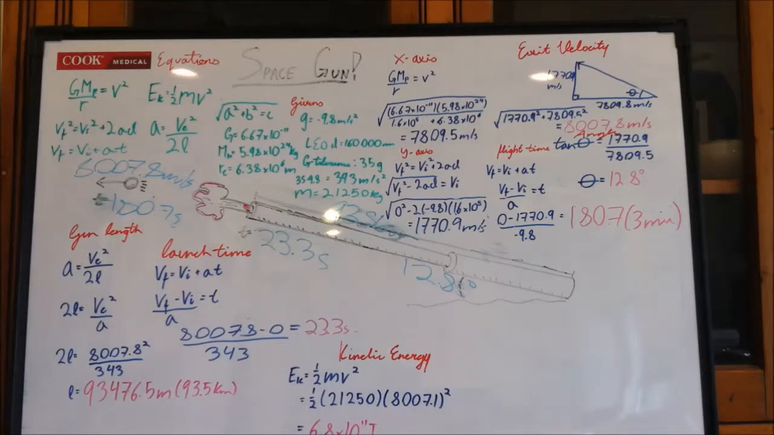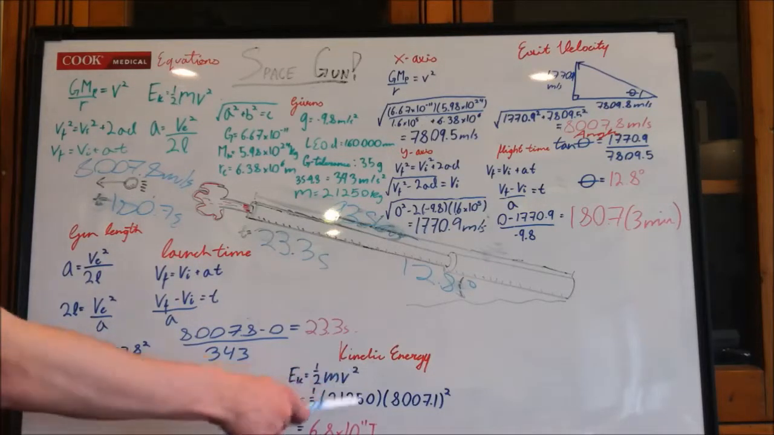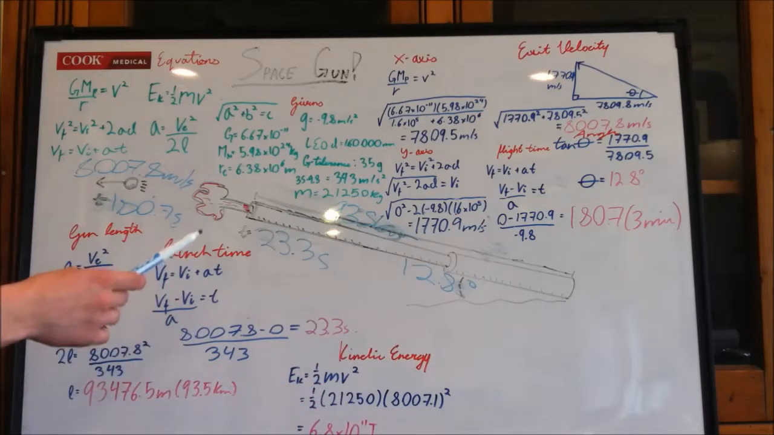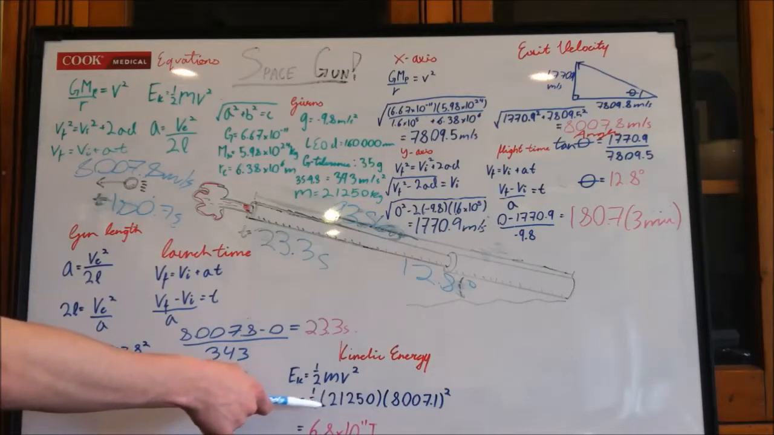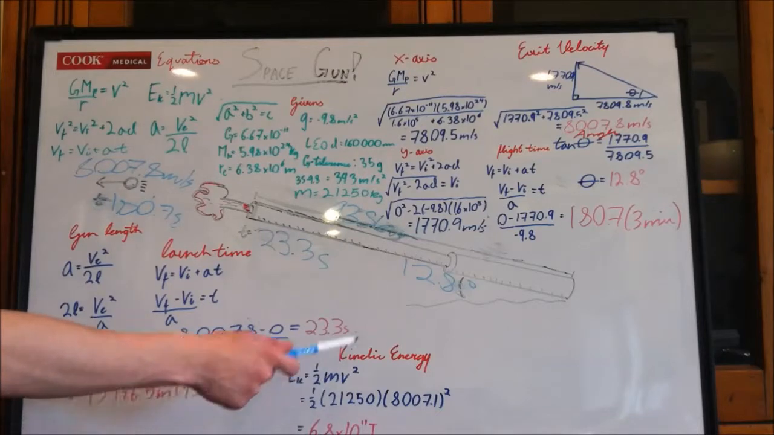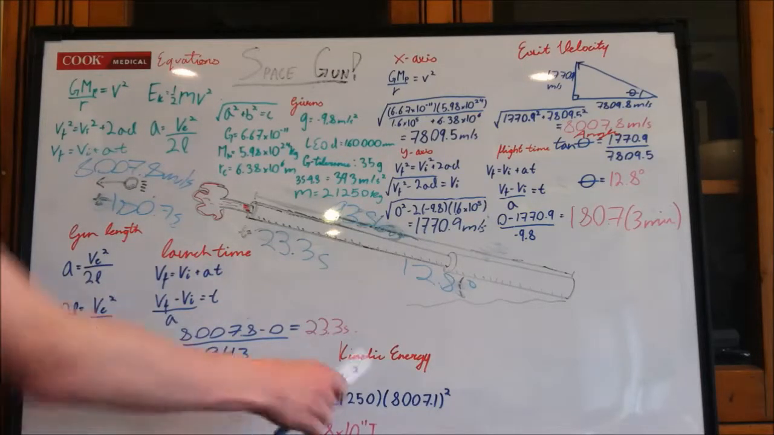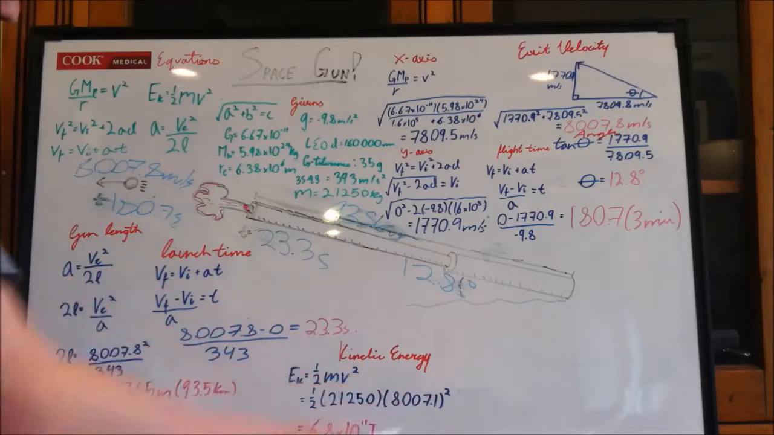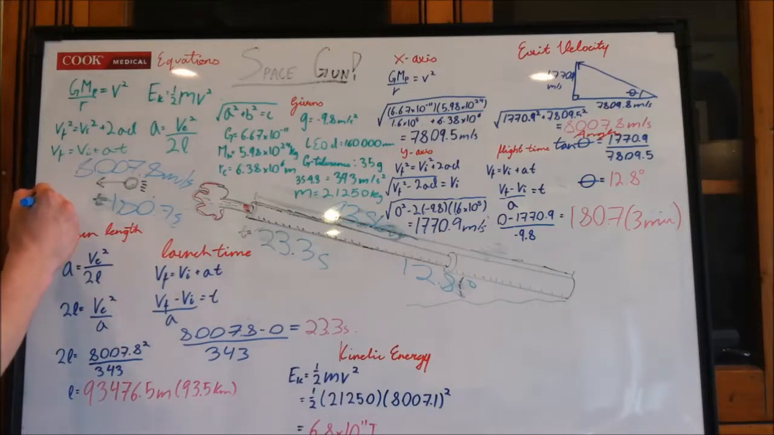Now, our kinetic energy. We're going to use our kinetic energy equation. We're going to plug in our mass, which is the mass of the Orion spacecraft, which is 21,250 kilograms. Multiply that by our velocity, so we'll be finding the kinetic energy of the projectile once it leaves the gun, our exit velocity here. And that gives us 6.8 times 10 to the power of 11 joules, which is a lot.